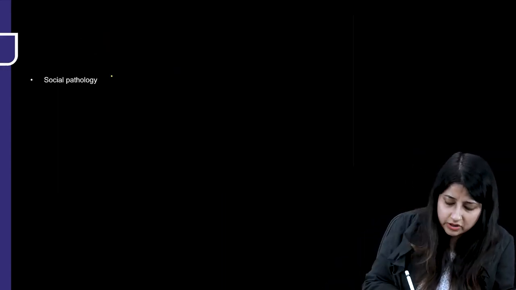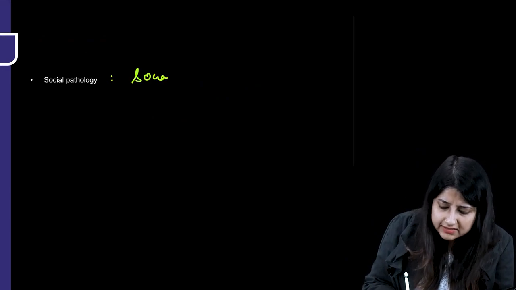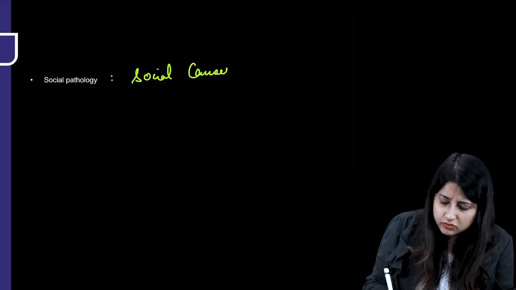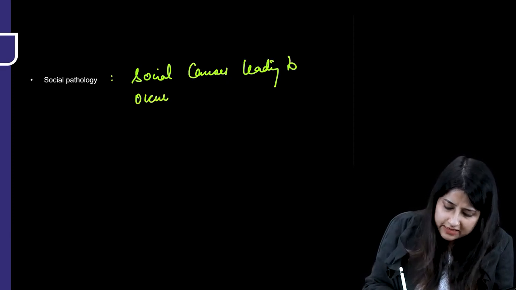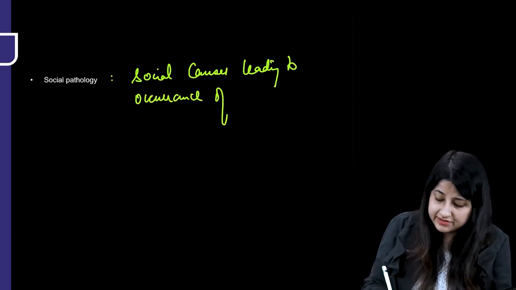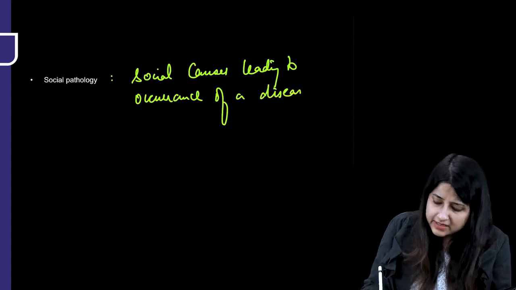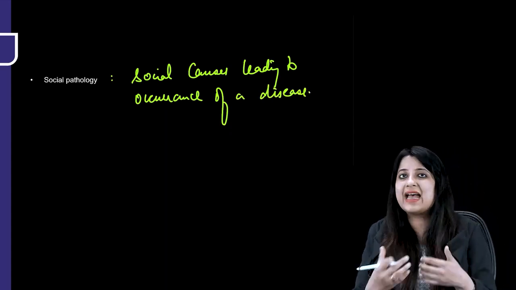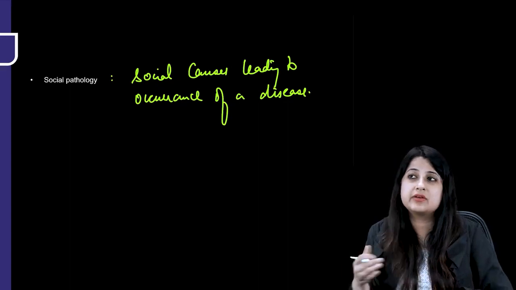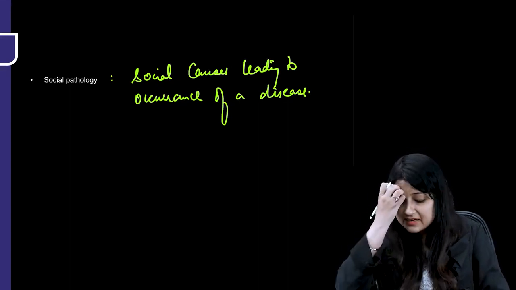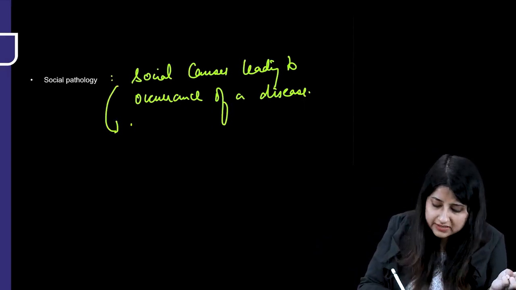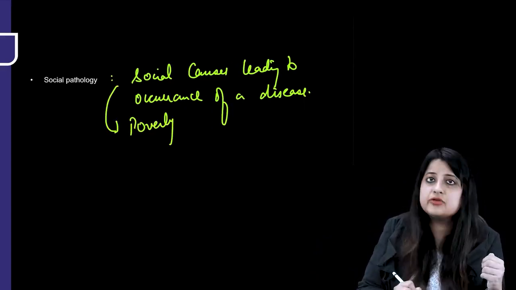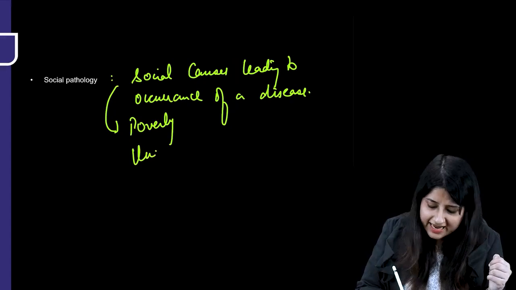What is social pathology? Social causes leading to the occurrence of a disease. Social causes are also responsible for the occurrence of a disease. Now we all know there is a pathogenesis, a biological mechanism because of which a disease can result. But there are social causes also. Can you give me some examples of social causes? Like poverty. Poverty can lead to the occurrence of a disease.